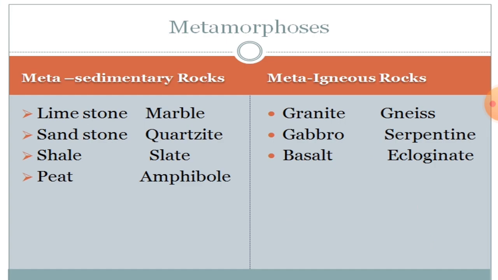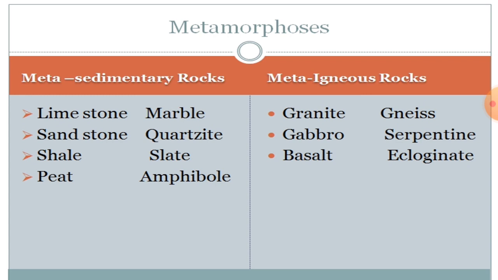Now, in this slide, we see the metamorphosis of the rocks. Those rocks which are changed from sedimentary to metamorphic are called meta-sedimentary rocks. And when the igneous rocks are subject to the metamorphosis, they are called meta-igneous rocks. Now we see the meta-sedimentary rocks. When the sedimentary rocks are subjected to the metamorphosis, limestone is changed into marble, sandstone is changed into quartzite, the shale is changed into slate, and peat is changed into anthracite.